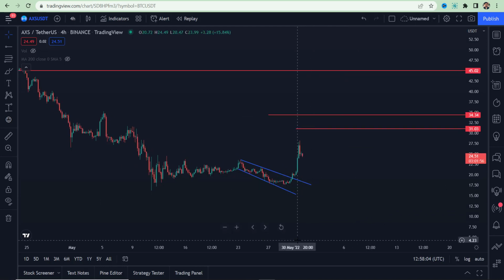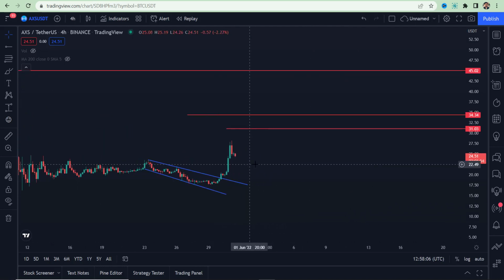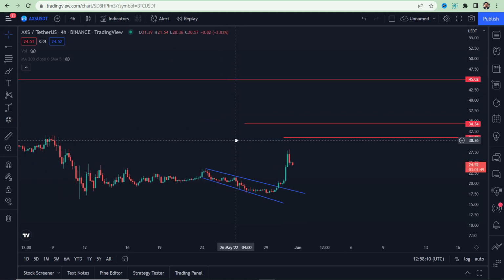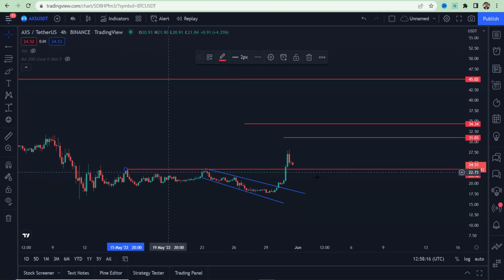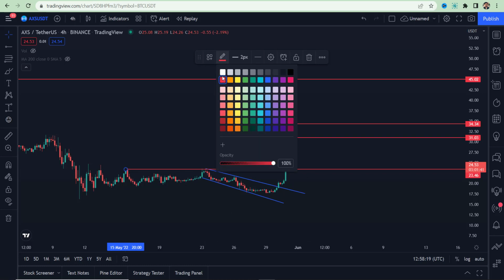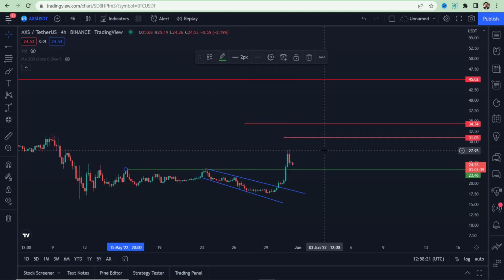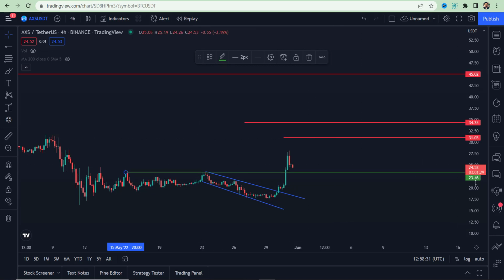However, you will only have a chance if it comes back to this place. If it comes to this place, that would be a support. If you missed Axie, you might want to enter at that place with a tight stop loss. Make sure you put a tight stop loss and you target this area. And that's it for Axie.